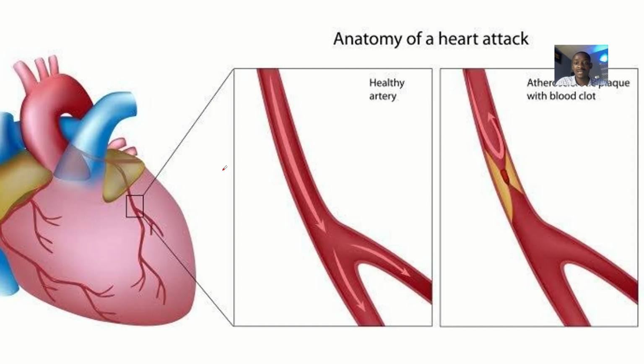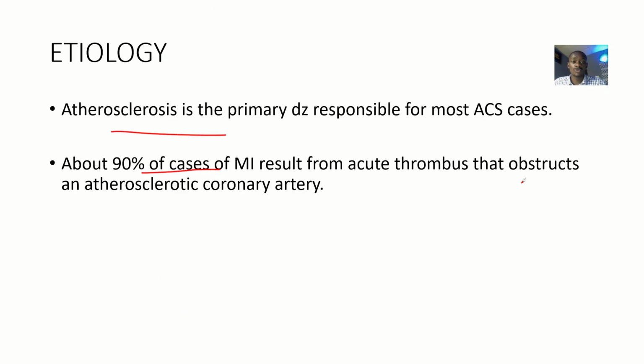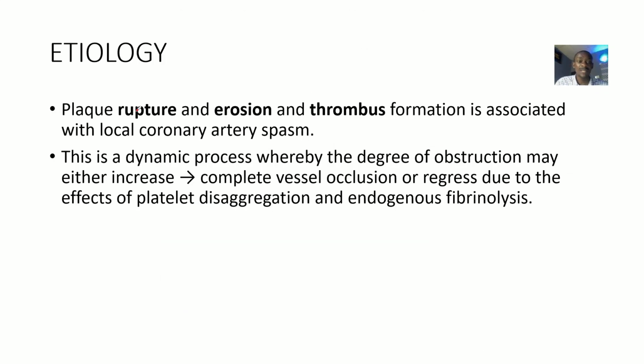They are simply telling you that if there's a deposition of fat, it will build up like this till it can lead to blockage. It will narrow the pathway or it will lead to total blockage. Okay, so looking at this now, this plaque can actually rupture, and erosion and thrombus formation are associated with local coronary artery spasm. Okay, so that's basically unstable angina.